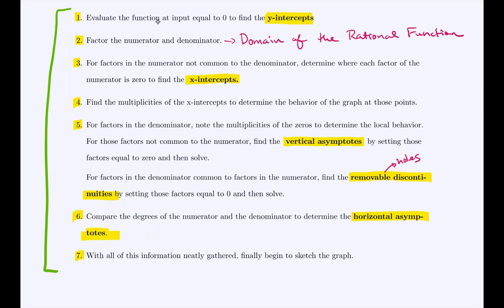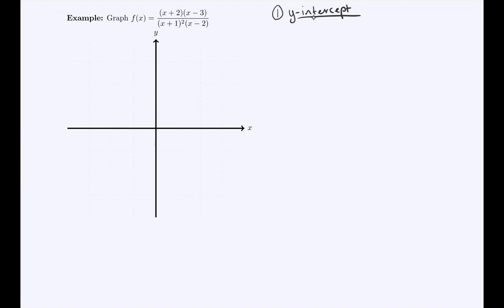We're going to evaluate the function at input values equal to 0 to find its y-intercepts. Remember, for y and x-intercepts, at a y-intercept, x is 0. At an x-intercept, y is 0. So remember, x and y-intercepts just switch what's 0 based on what it's called. At y-intercepts, x is 0. So we're going to let x be 0 and see where this function crosses the y-axis. And I'm going to label this the y-intercept.